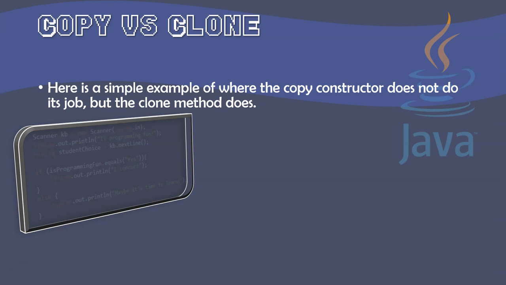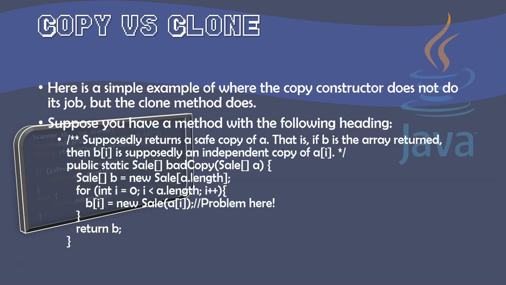So here's a simple example where a copy constructor does not do its job, but the clone method would. Suppose we have a method with the following heading. It's going to return a saved copy of a, that is, if b is the array returned, then b[i] is supposed to be an independent copy of a[i]. So if we look here, we are passing in a method called badCopy. We're passing in our Sale array a. We have a new Sale array b, and we're setting it equal to new Sale[a.length]. Nothing really to worry about there.